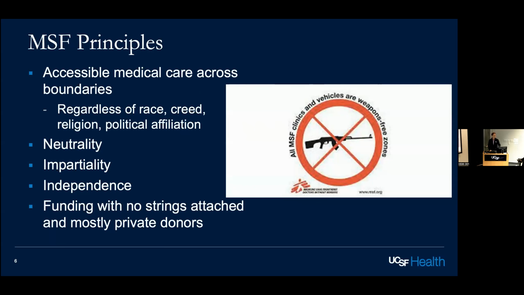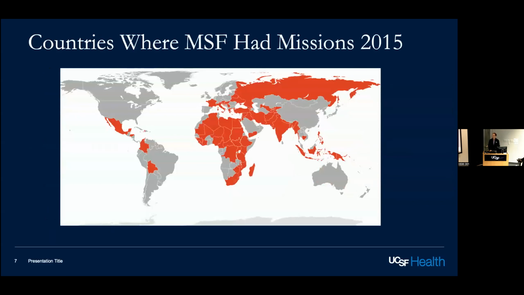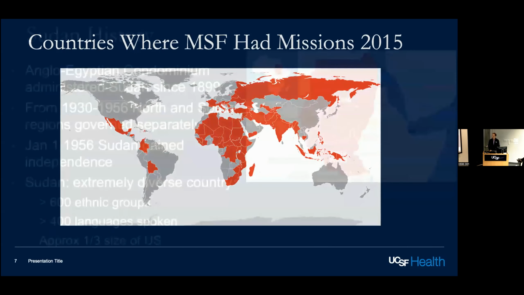Now they provide security by having no weapons and being not a threat to anybody, even in an area where there's a lot of threat around them. These are the countries where currently MSF has missions. This is in 2015. It's basically the exact same as today. They're pretty worldwide. You can see, like Red Cross, also mostly focused in Africa, and then a lot of the Middle East. But Africa seems to be the big point for most of them.